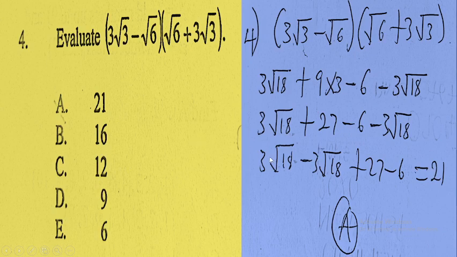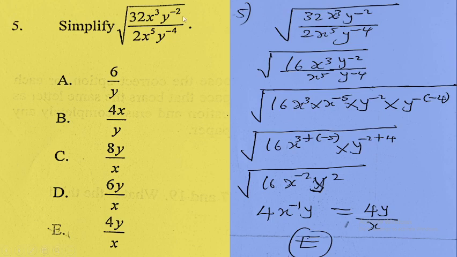Let's move to the next question, which is question number 5. We have to simplify this: the square root of 32 s raised to power 3 y raised to power minus 2 divided by 2s raised to power 5 y raised to power minus 4. So we have to simplify this. Of course, if you look at the question critically, we can see that 2 can go into 32. 32 divided by 2 will give us 16. So from there, we have this.